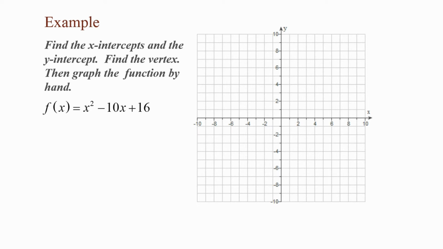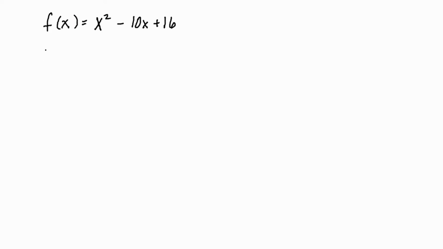In this example, find the x-intercepts and the y-intercept. Find the vertex. Then graph the function by hand. f of x equals x squared minus 10x plus 16. Our first step is to find our x-intercepts, which means y is 0. So 0 equals x squared minus 10x plus 16.